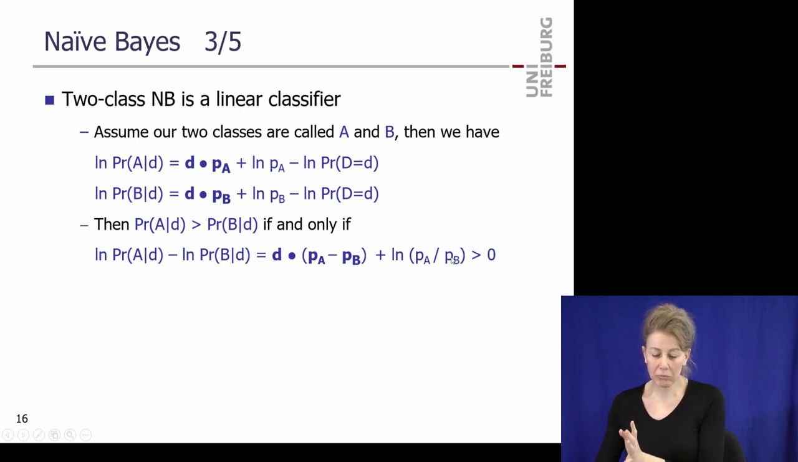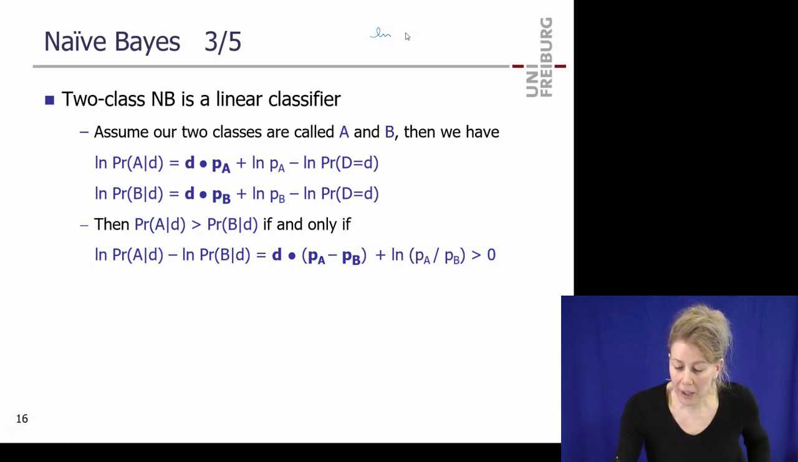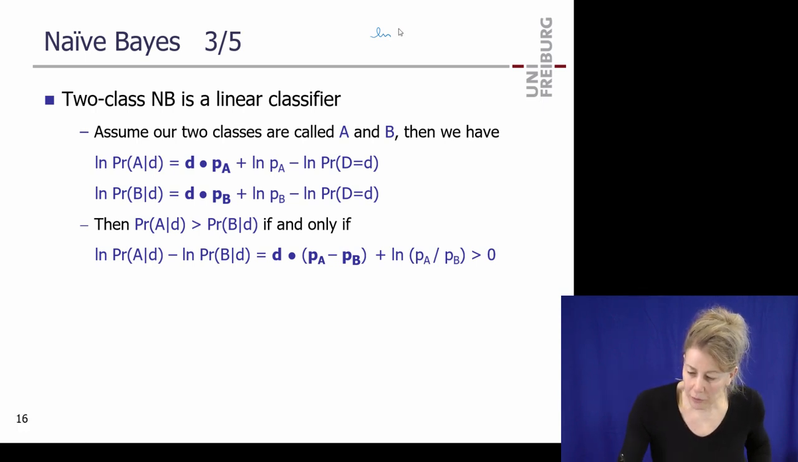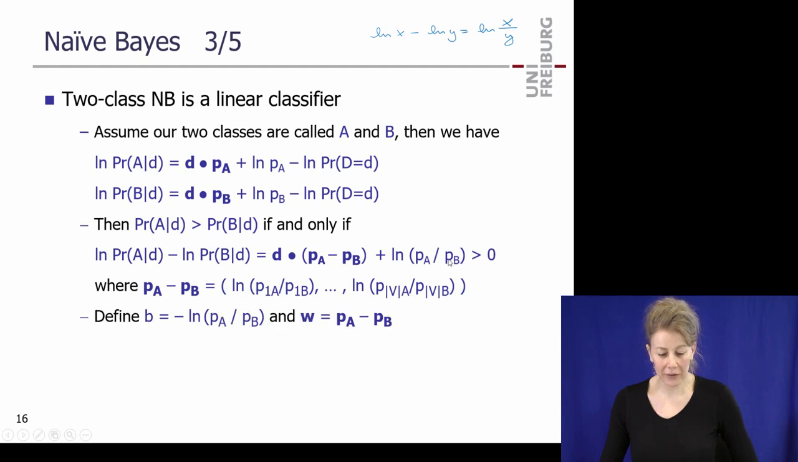So it's just d times this difference plus the ln of PA divided by PB. Just very quickly, I hope, we use that so much, but ln x minus ln y is just one of the laws of logarithm. It's just ln of x over y, which is what I used here. So I have just one vector here, ln of the quotients of the two word distributions for the two classes, and ln of the two class distributions.